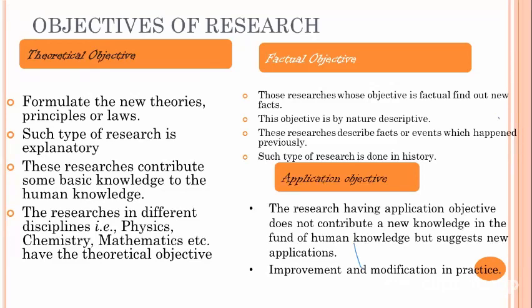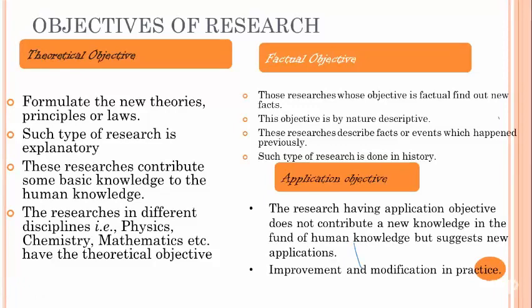For example, in social science, we do surveys, documentation, statistical analysis, etc. If we want to find out, for example, how many people speak Mizo in Aizawl as the second language, we will have to conduct a survey and sampling for that. Then we can explain about that. These researchers contribute some basic knowledge to human knowledge, and the researchers in different disciplines, that is physics, chemistry, mathematics, etc., have the theoretical objective.